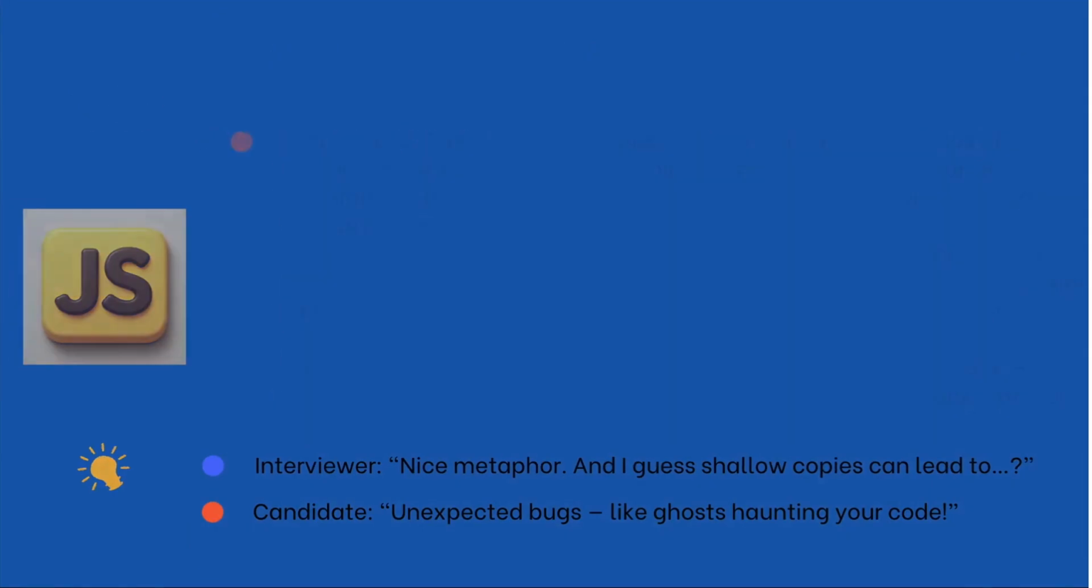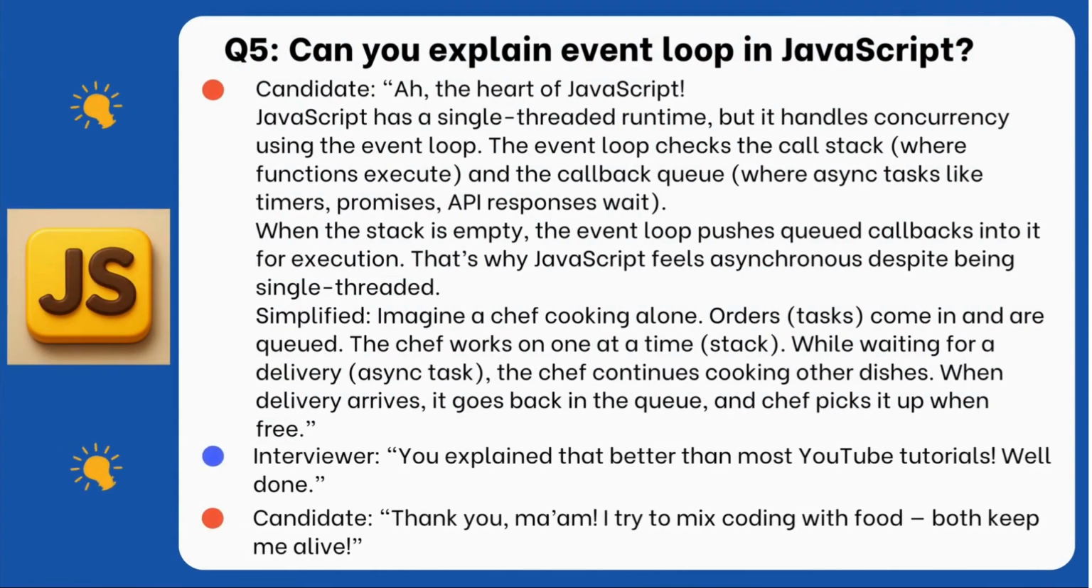Okay, let's proceed. Can you explain event loop in JavaScript? Ah, yes, it's the heart of JavaScript. JavaScript has a single-threaded runtime, but it handles concurrency using the event loop. The event loop checks the call stack, where functions execute, and the callback queue, where async tasks like timers, promises, API responses wait. When the stack is empty, the event loop pushes queued callbacks into it for execution. That's why JavaScript feels asynchronous despite being single-threaded.